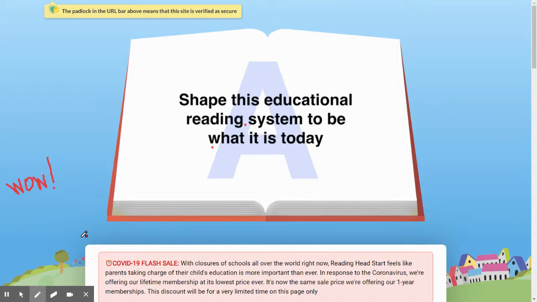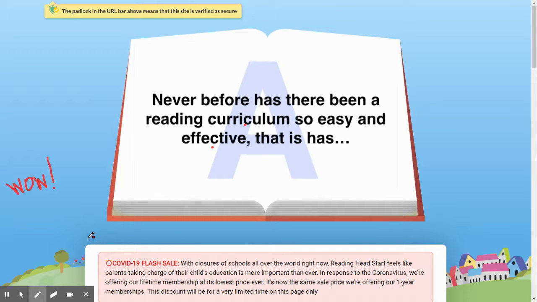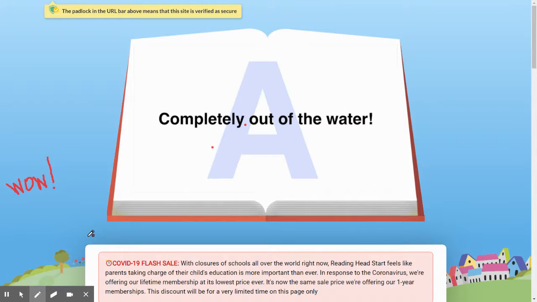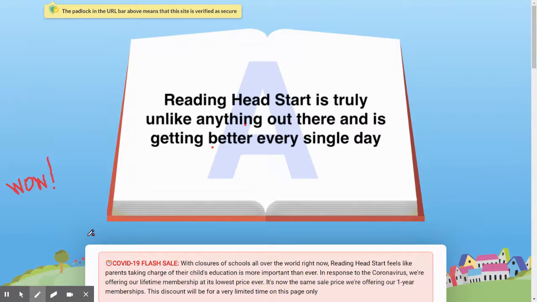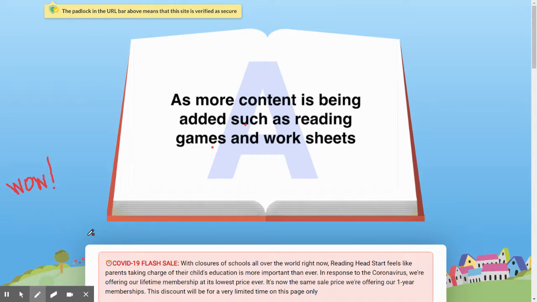What's special about Reading Head Start? Never before has there been a reading curriculum so easy and effective that it has children as young as 2 surpassing 5-year-olds who never used Reading Head Start. Reading Head Start is truly unlike anything out there and is getting better every single day as more content is being added, such as reading games and worksheets.